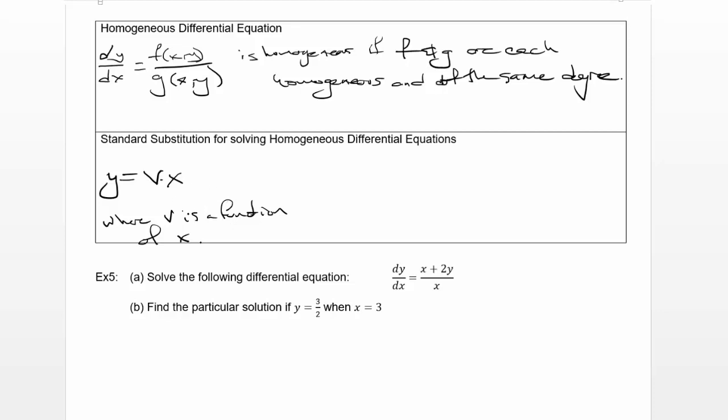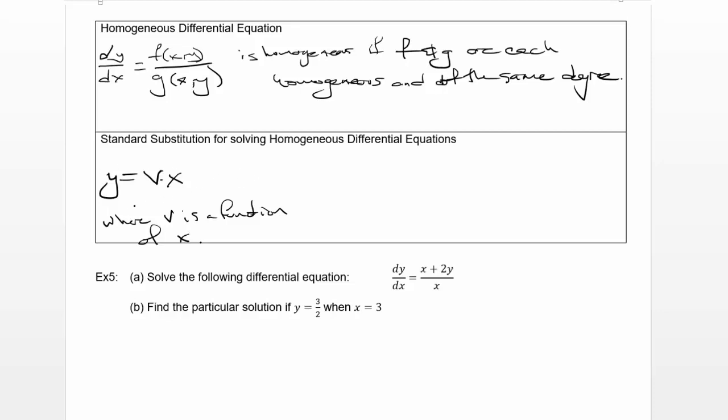We'll separate, solve, and get an expression involving v's and x's. And then in the end, we'll back substitute and replace v with what v is equal to, namely, by rearranging this, v will equal y divided by x. And in the end, we'll get a solution that has only y's and x's in it. Further note, this is going to be useful as well.